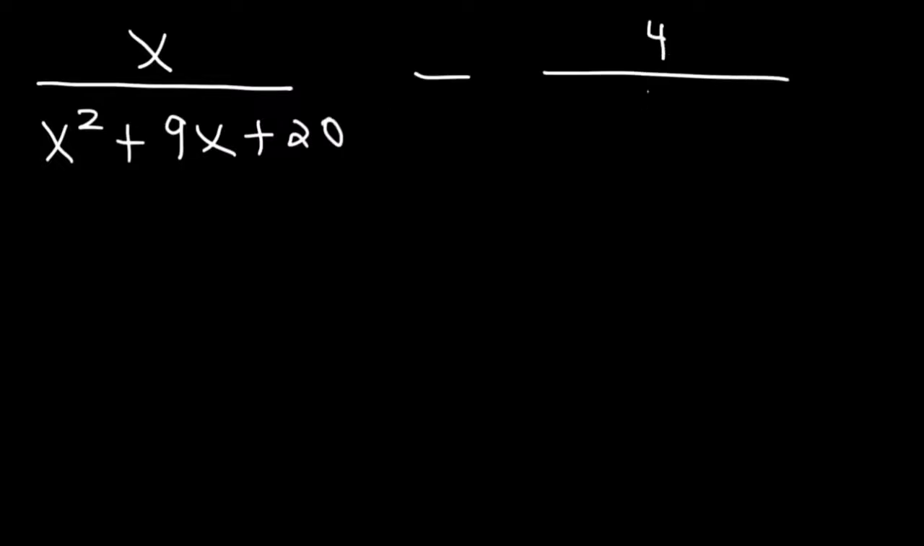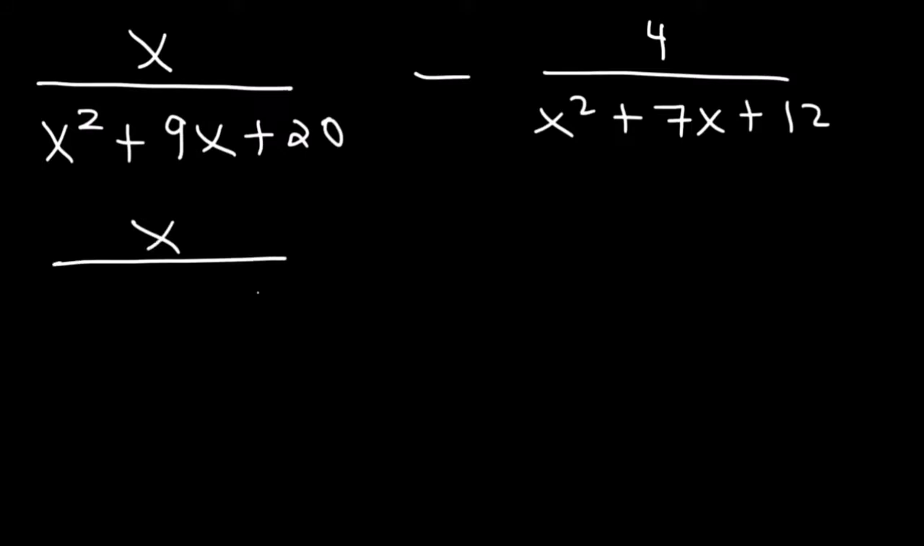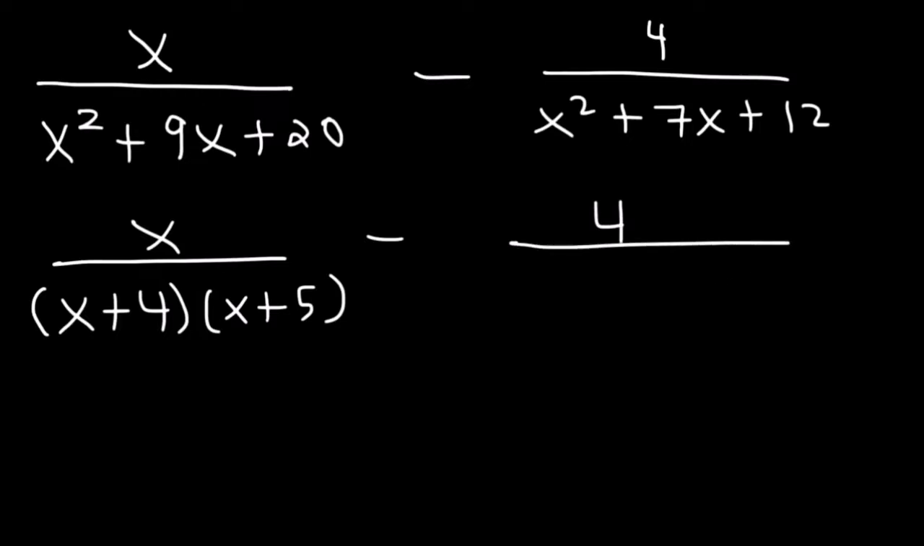Here's another one that you could try: x divided by x squared plus 9x plus 20 minus 4 over x squared plus 7x plus 12. Now, before we can get common denominators, we should factor completely. So what two numbers multiply to 20 but add to 9? This is going to be 4 and 5. 4 plus 5 is 9. 4 times 5 is 20. Now what two numbers multiply to 12 but add to 7? This is going to be positive 3 and positive 4.